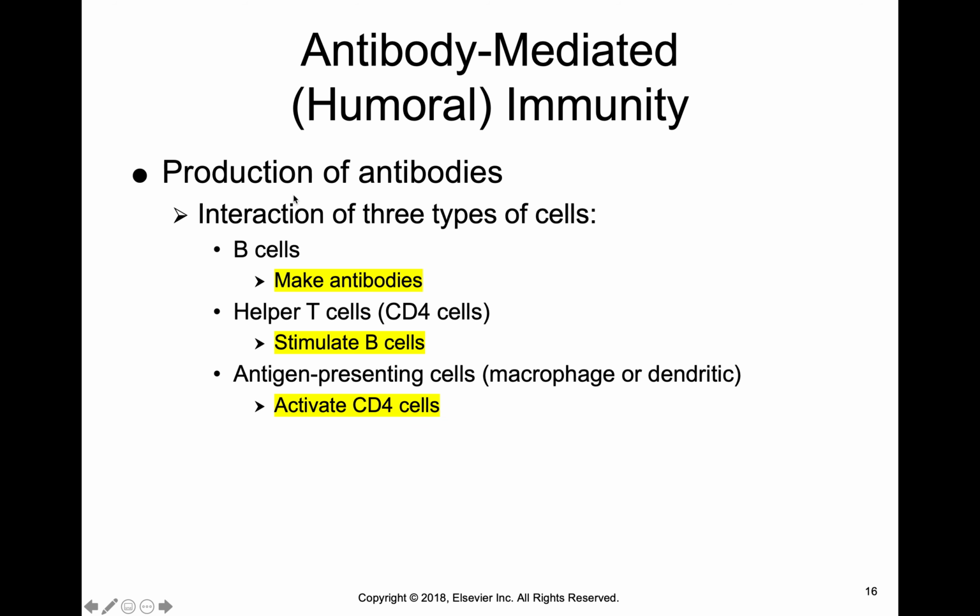This slide discusses the production of antibodies. So there's going to be the interaction of the three types of cells. We talked about the B cells making antibodies. We've talked about CD4 cells, or also helper T cells, which stimulate the B cells. And then we have antigen-presenting cells, which are either macrophages or dendritic cells, that help activate the CD4 cells.